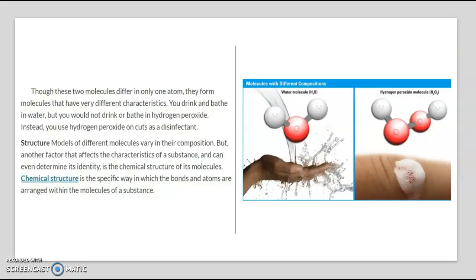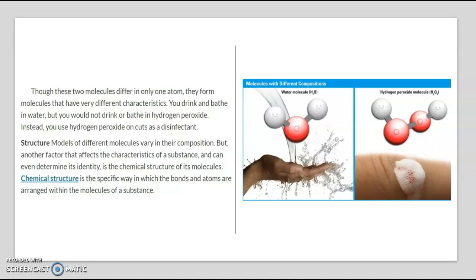So you can see here in the image that the water molecule has 1 oxygen, which is the red atom, and 2 hydrogen, which are the 2 white atoms, and then that is written as H2O. And next to it you have the hydrogen peroxide molecule, which has 2 oxygen, 2 red ones, and 2 hydrogen, 2 white ones, and that is represented as H2O2. So they're the same types of atoms, but there are different numbers of them in a different shape, which create a new molecule.